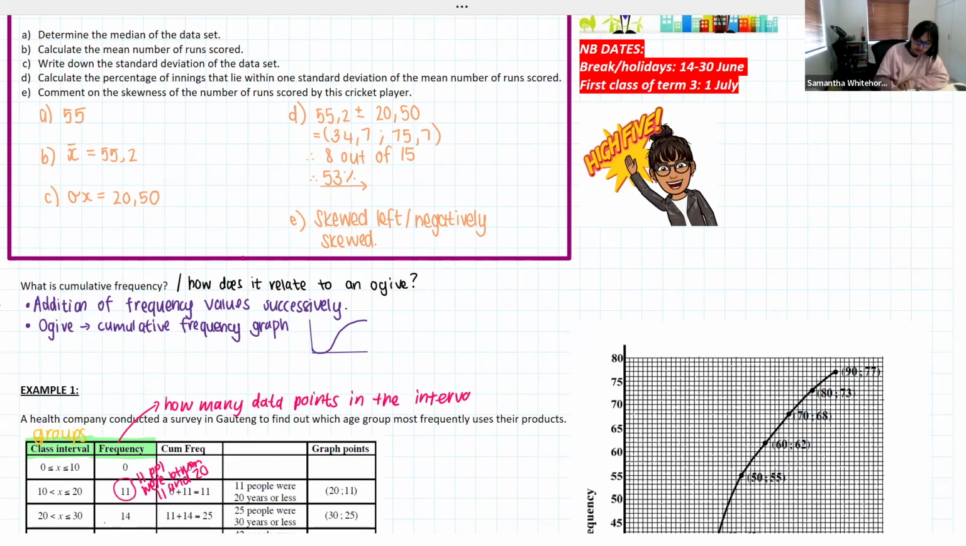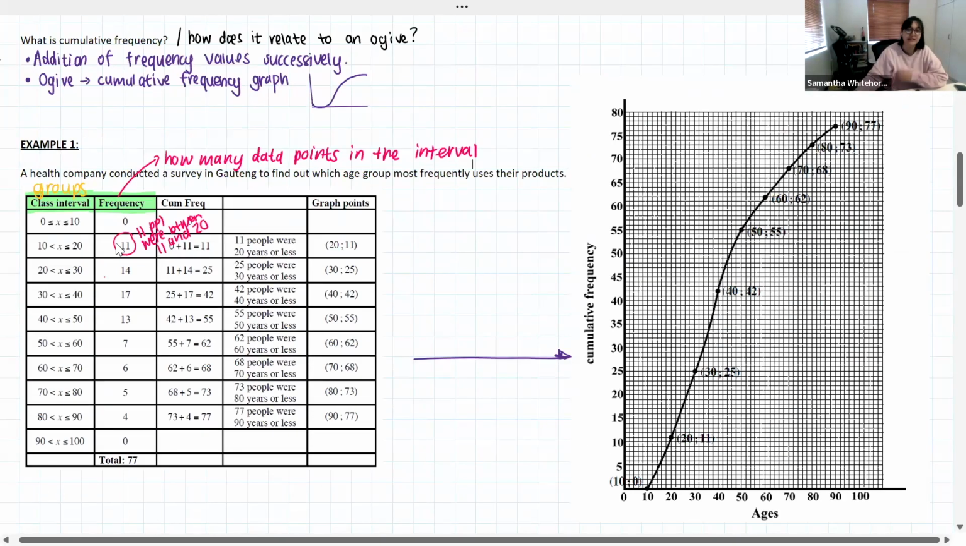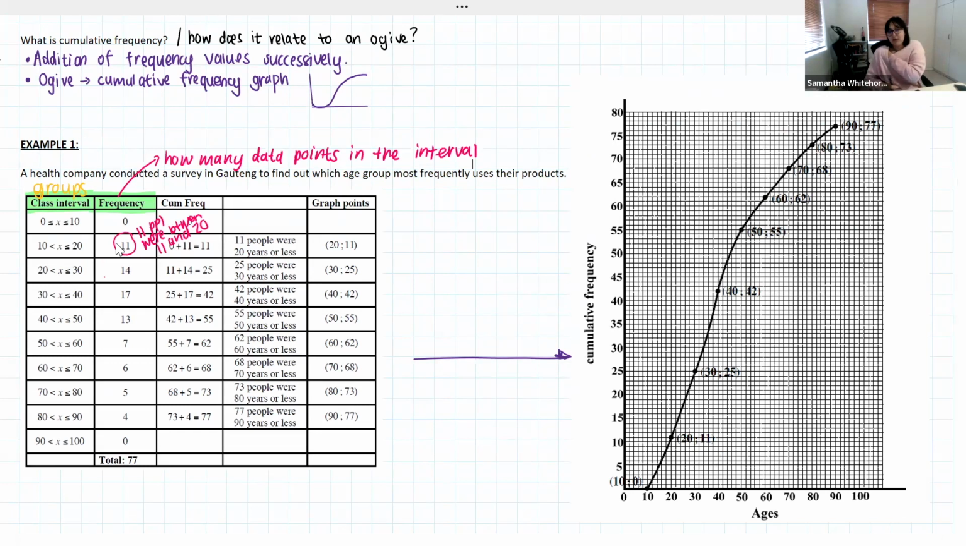Now, unfortunately, what that means is we don't know the specific data point. I don't know the specific ages of these 11 people between 10 and 20. I just know that there's 11 of them between 10 and 20. So that's going to come up a little bit later, but just bear in mind, you don't know the exact data points, but you know there's 11 of them that fall somewhere in that range.